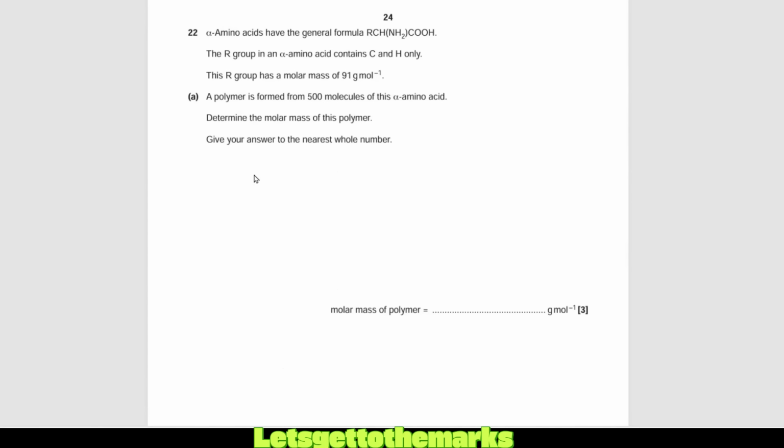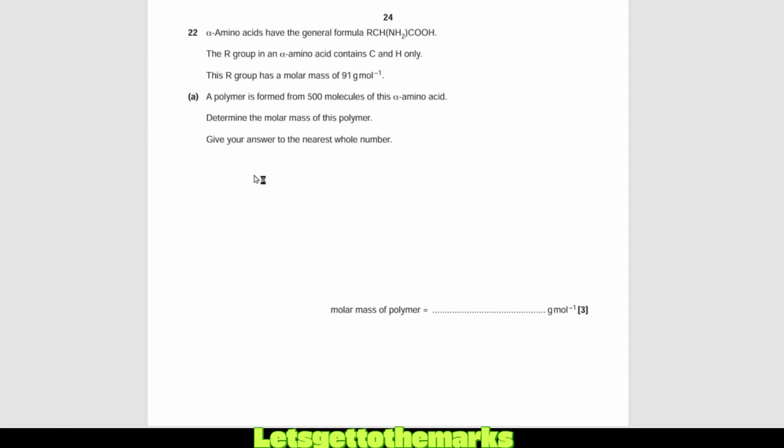Welcome to Let's Get to the Marks, going through an A-level chemistry question on amino acids. Why don't you grab some paper, grab a pen, calculator will be needed, pause the video, have a go at this one, and then unpause and watch me go through with the explanation.